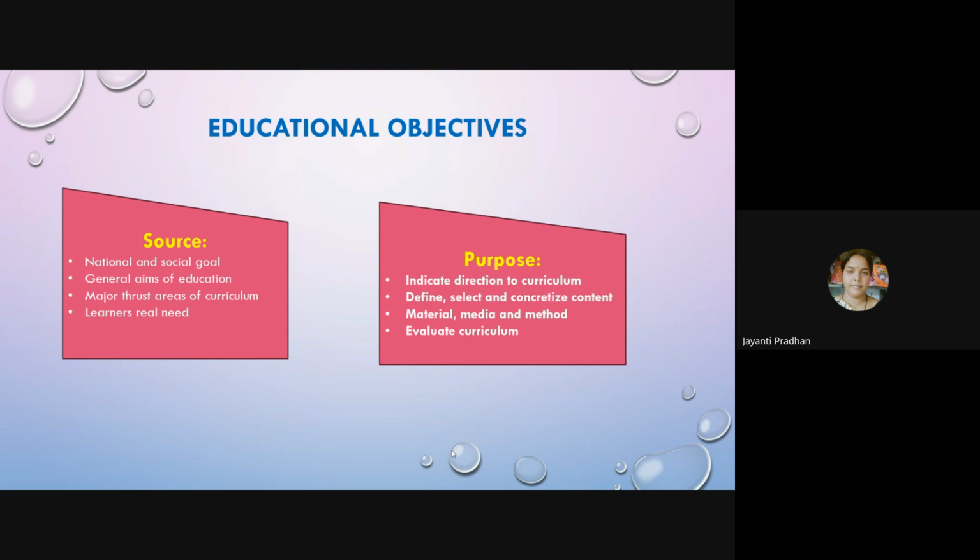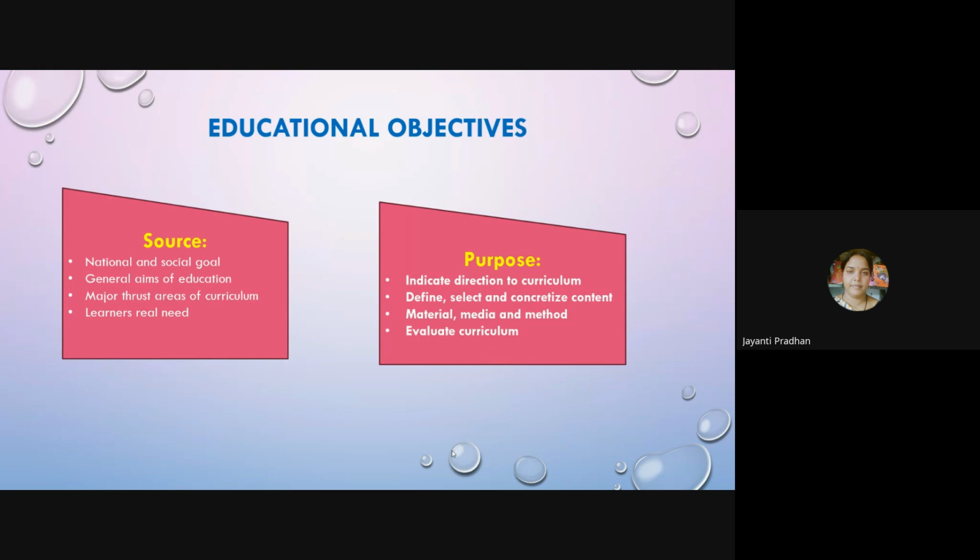Without that, can't we go for the content, can't we deliver the content? Then what is the need, why is it really required? Yes, because the purpose of formulating educational objectives is that they indicate the direction to the curriculum. The educational objectives indicate the direction to the curriculum.